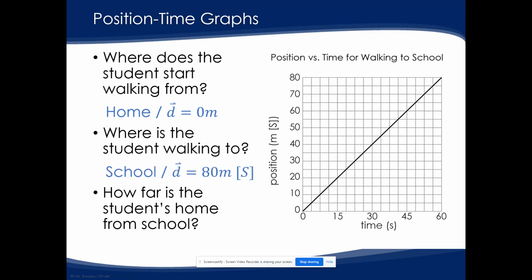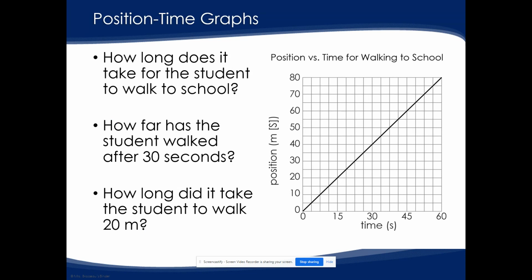Where is the student walking to? They're going to school, and the end of our graph is reading at 80 meters south. So our information on our y-axis is actually telling us that. So how far is the student's home from school? The distance is 80 meters to the south. How long does it take for them to walk to school? Well, if we're only going to 80 meters, our time on the graph stops at 60 seconds, which is a pretty nice walk.